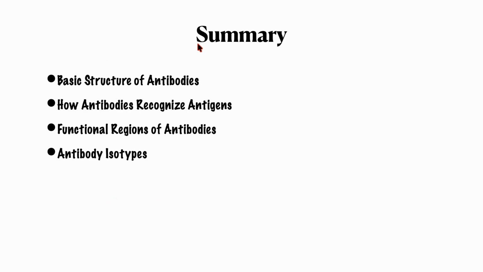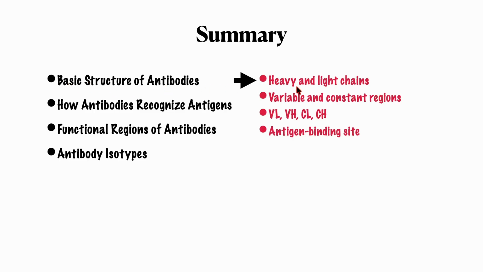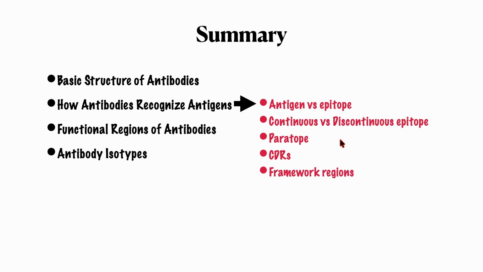So in summary, I explained 4 topics in this video presentation. In terms of the basic structure of antibodies, heavy and light chains, variable and constant regions, VL, VH, CL, CH, and antigen binding sites were explained.